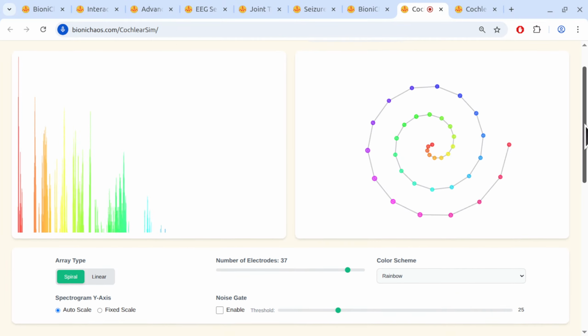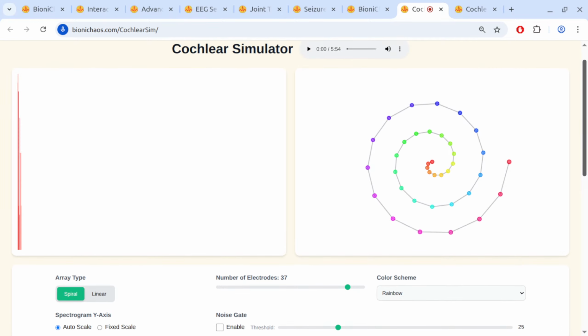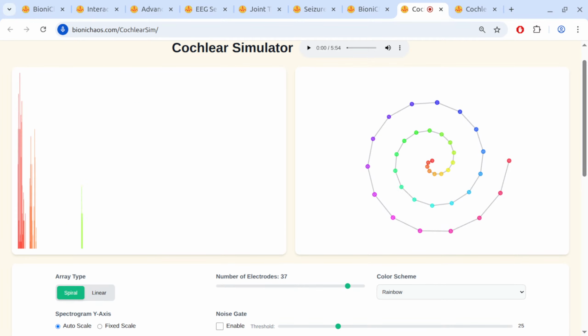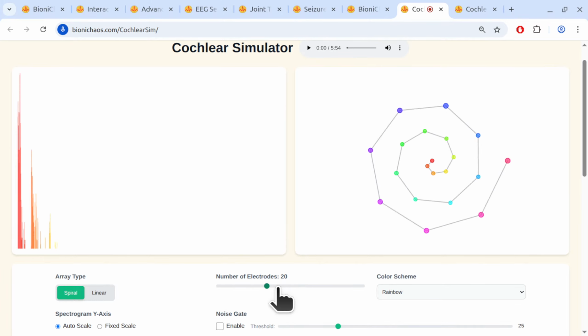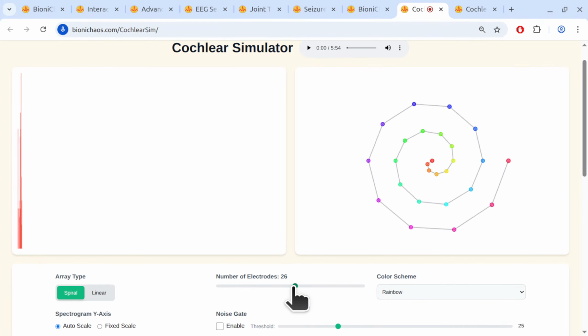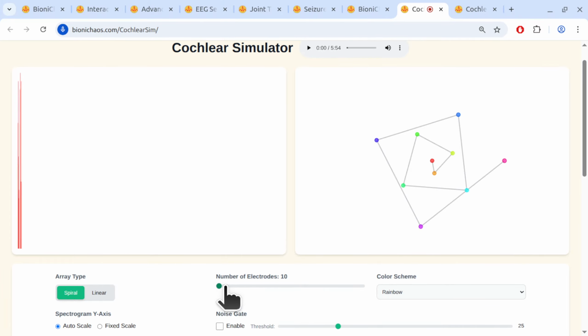For a first-year university student, this simulator is a powerful tool for understanding the principles of cochlear implant technology. You can explore the relationship between sound frequencies, their representation in the cochlea, and the electrical stimulation provided by the electrodes. By adjusting the parameters like the number of electrodes and their arrangement, you can simulate different encoding strategies and see how they affect the perception of sound. It's a hands-on way to understand the complexities of biomedical engineering and hearing technology.